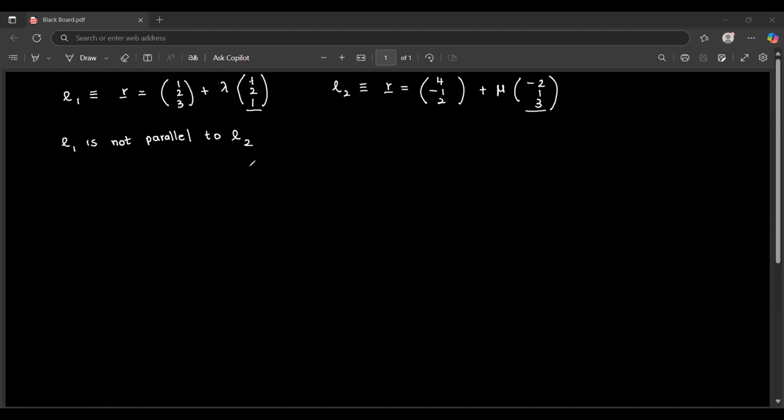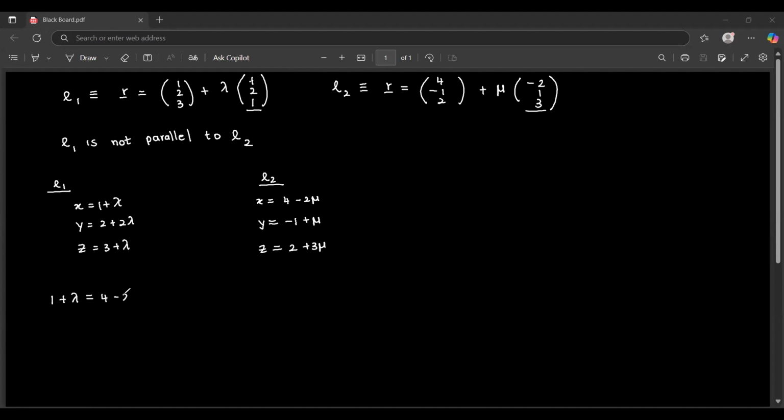Now we have to show they don't have an intersecting point. We'll continue the same drill. It means we have to now equate them. So if there was an intersection point, 1 plus lambda will be equal to 4 minus 2 mu. 2 plus 2 lambda will be equal to minus 1 plus mu. And 3 plus lambda is equal to 2 plus 3 mu.